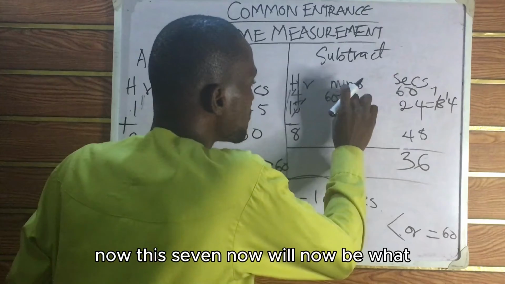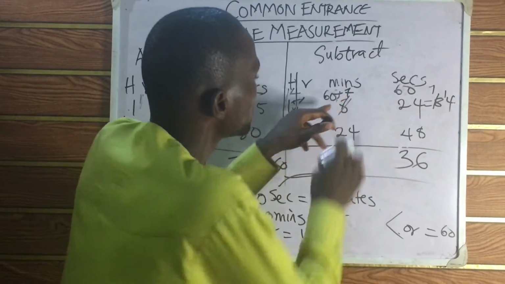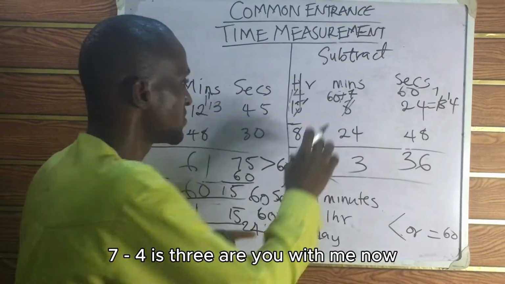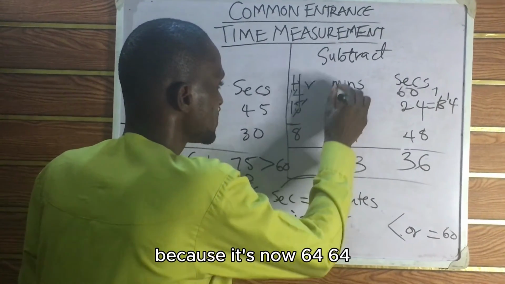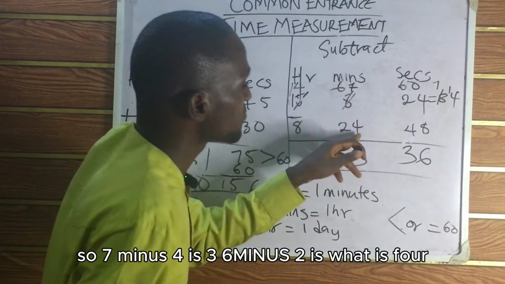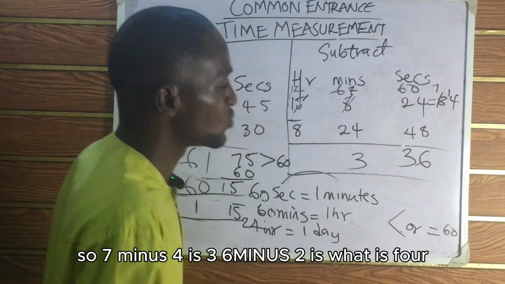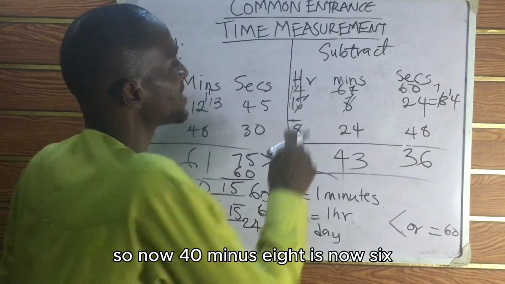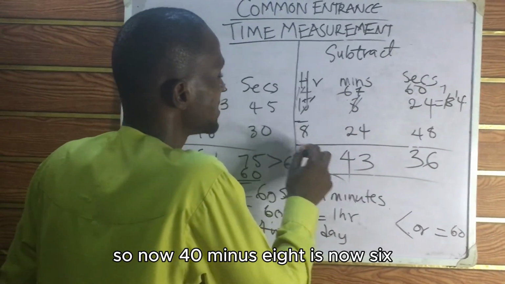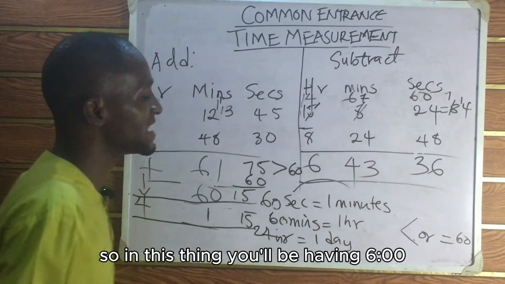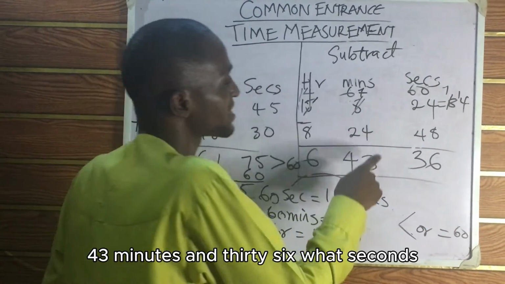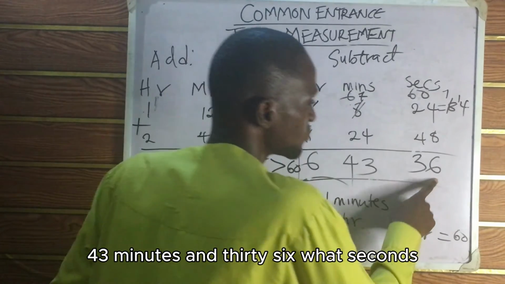Now let's go again. Now 7 minus 4 is 3. Are you with me now? 64, so 7 minus 4 is 3. 6 minus 2 is what? It is 4. I see now. Very, very simple. So now 14 minus 8 is 6. So in this, you'll be having 6 hours, 43 minutes, and 36 seconds.